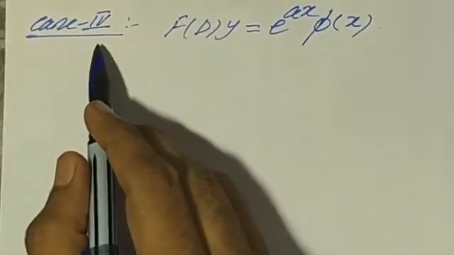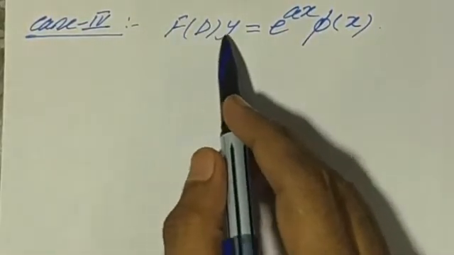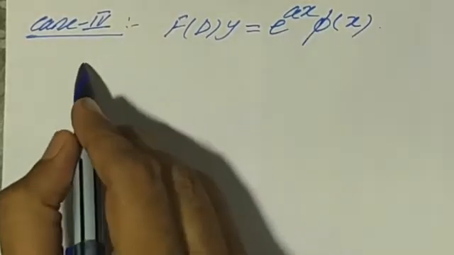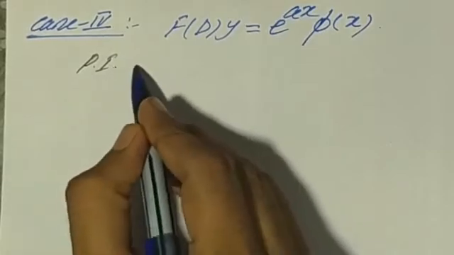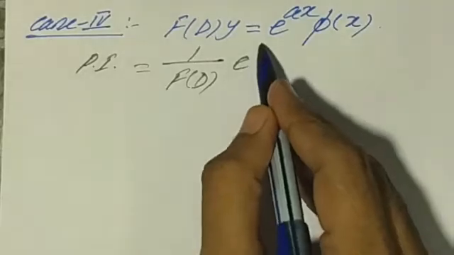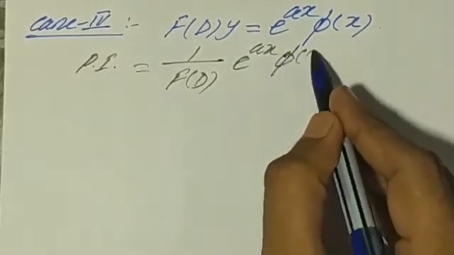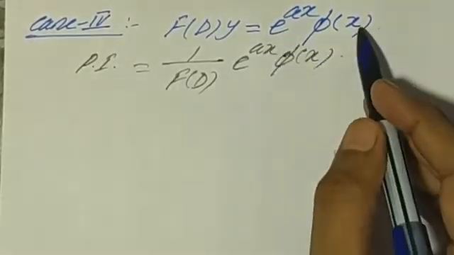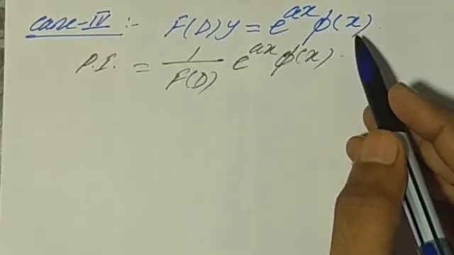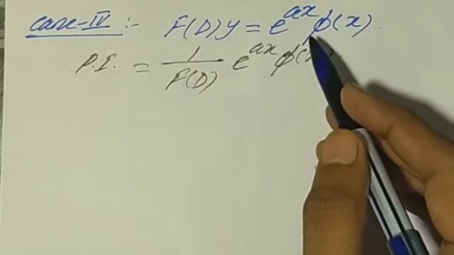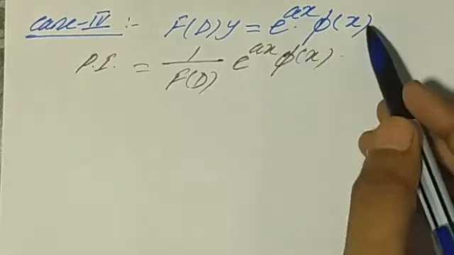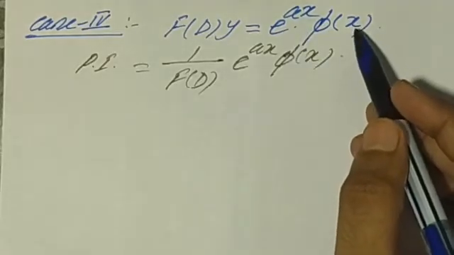Now the next case, that is the fourth case, is f(D)y is equal to e raised to the power ax into phi(x). So in that case, our particular integral will be 1 upon f(D) e raised to the power ax into phi(x). That is, the function on the right hand side of a linear differential equation of higher order is a product of two functions in such a way that one of the factors of this function is an exponential function and the other one is any other function.